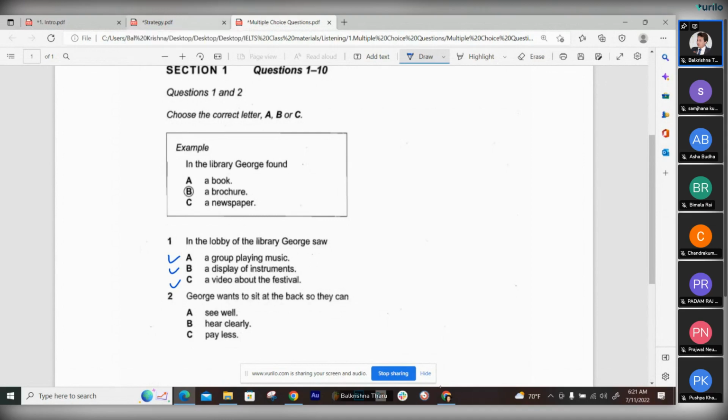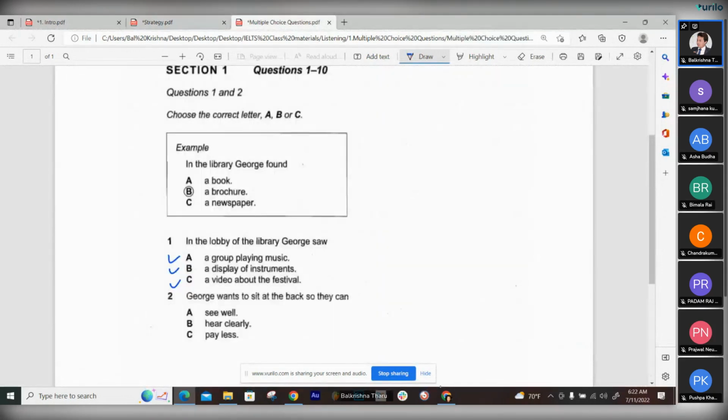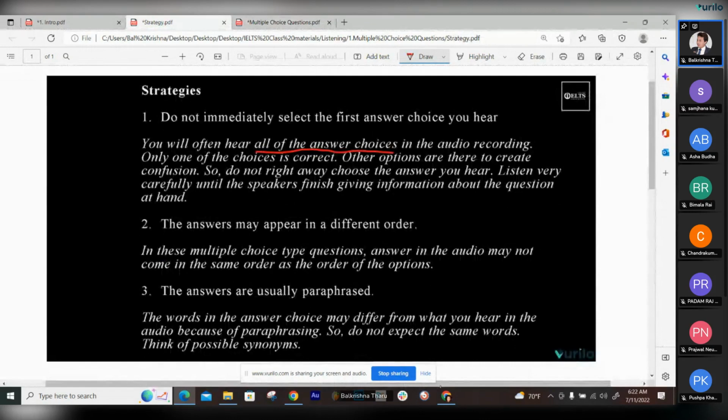So what you got to do? Only one of the choices is correct. Only one of them is the right one. Other options are there to create confusion. So do not right away choose the answer you hear. Listen very carefully until the speakers finish giving information about the question at hand. Great.